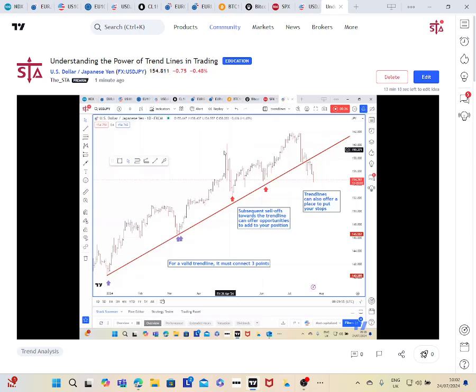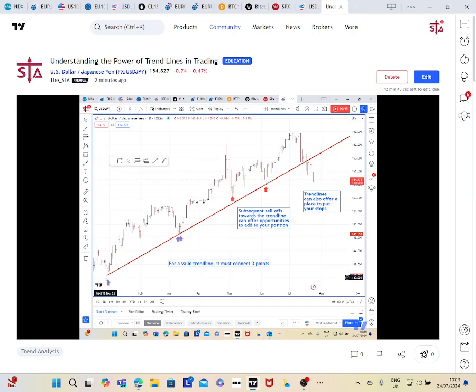Lows. In other words, this high is higher than this high, is higher than this high. In an uptrend, you should be ideally trying to connect the lows. So, for example, this is a low, these are a low, this is a low here, this is a low here. For a valid trend line, it must connect 3 points.